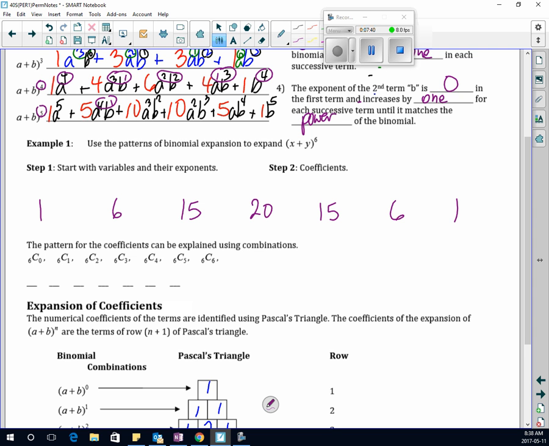Now I'm going to do the exponents. I'm going to start with the first one at the same power as the binomial and then go down each successive term. So x to the power 6, x to the power 5, x to the power 4, x to the power 3, x to the power 2, x to the power 1, and then x to the power 0. Everybody see what I'm doing here?